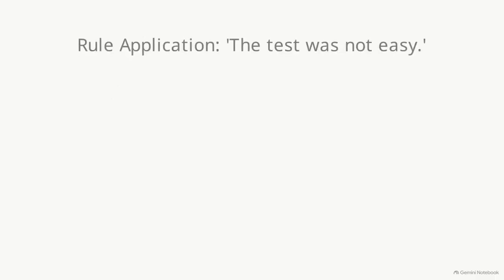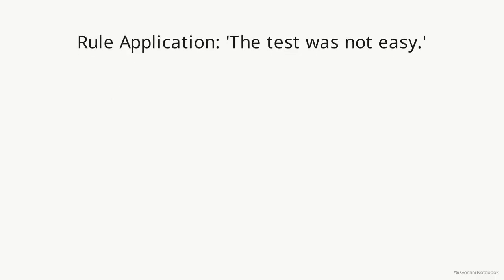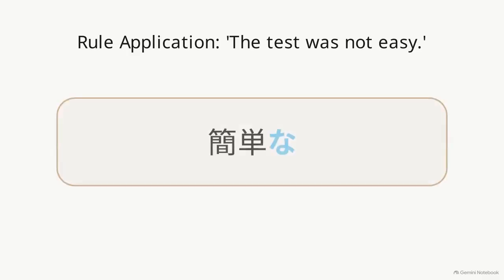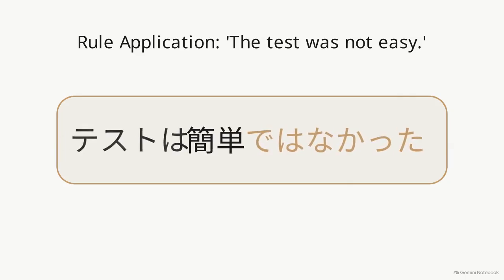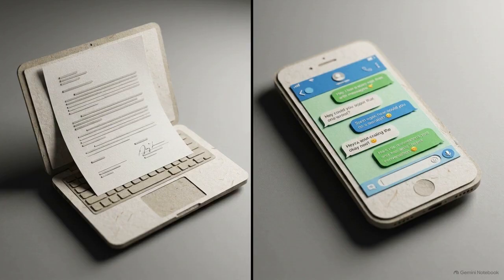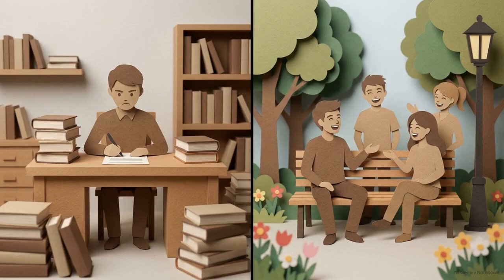Apply the rule to this sentence for a written article. The test was not easy. Keep in mind that the word for easy, kantan, is a na-adjective. You drop the na and connect the ending to get tesuto wa kantan de wa nakatta. Fluency comes from selecting the right tone for the right situation. This ensures you don't sound overly dramatic in a casual chat or too informal in a serious essay.